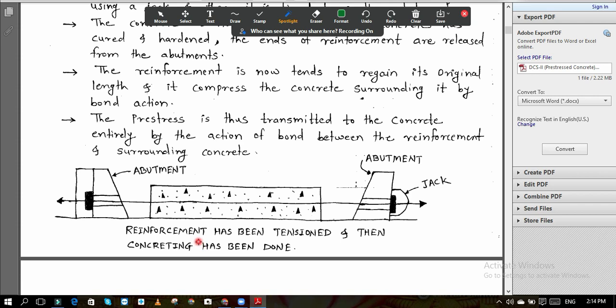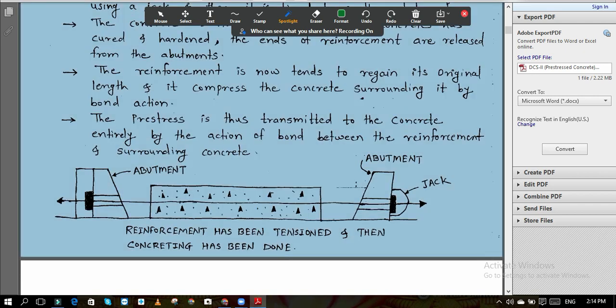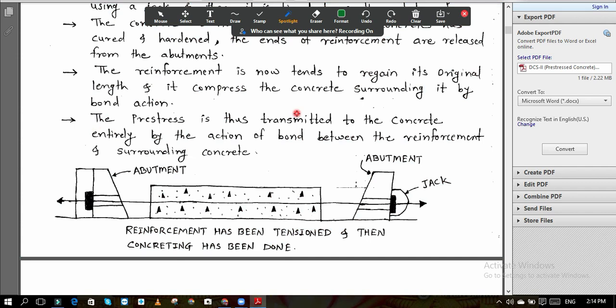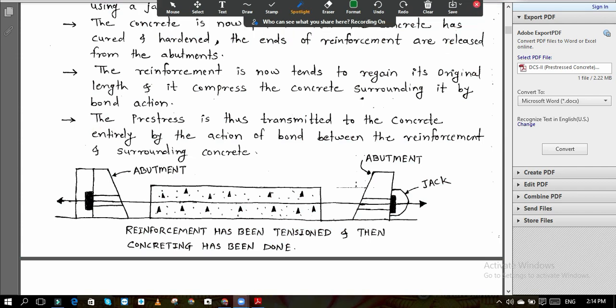So have you understood what is pre-tensioning? It is very important. Questions will be asked in the exam on this pre-tensioning. Is there any problem in this pre-tensioning? Let me know if there is, so that I can answer you. Shall I repeat this or shall we move further? Have you understood?